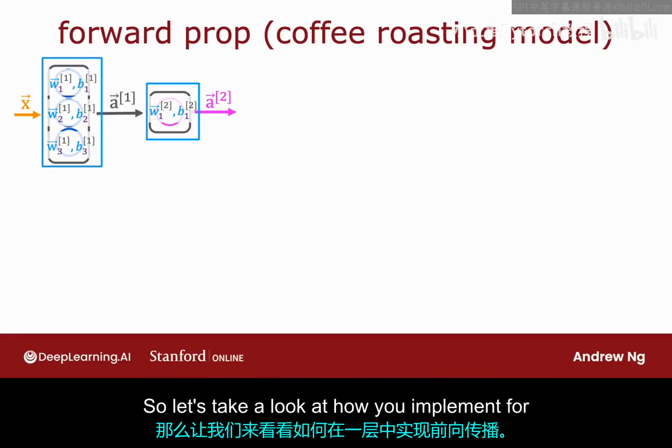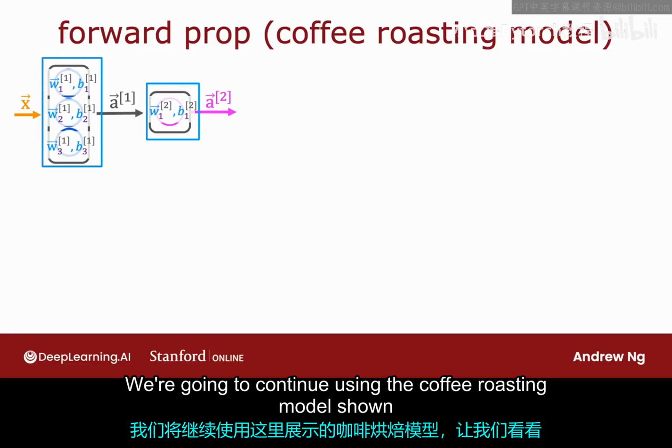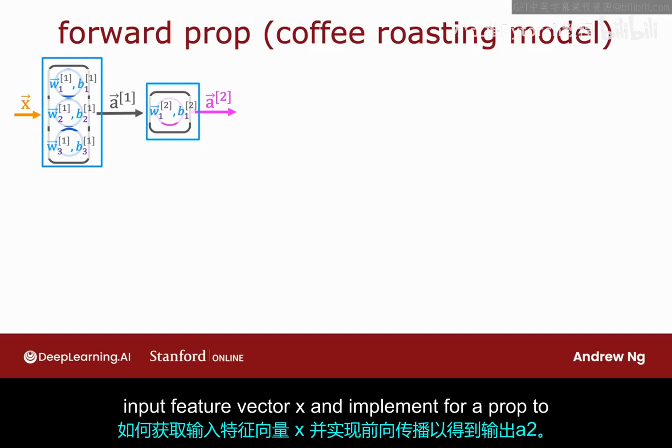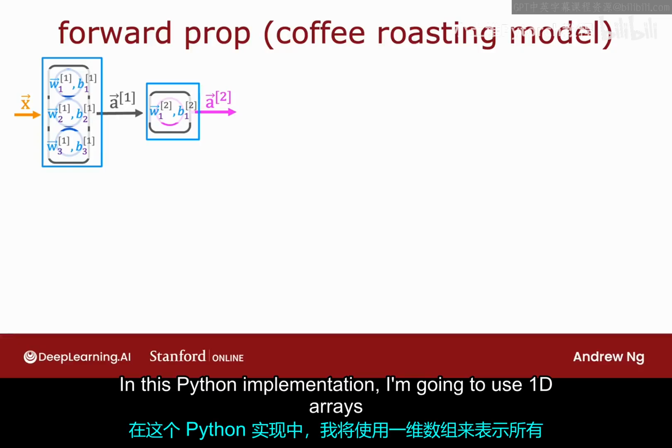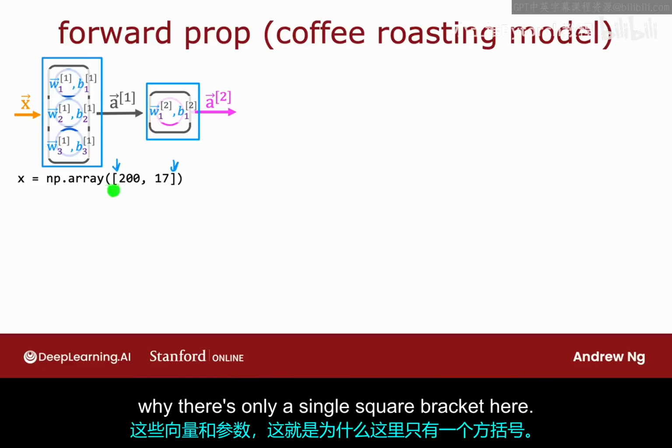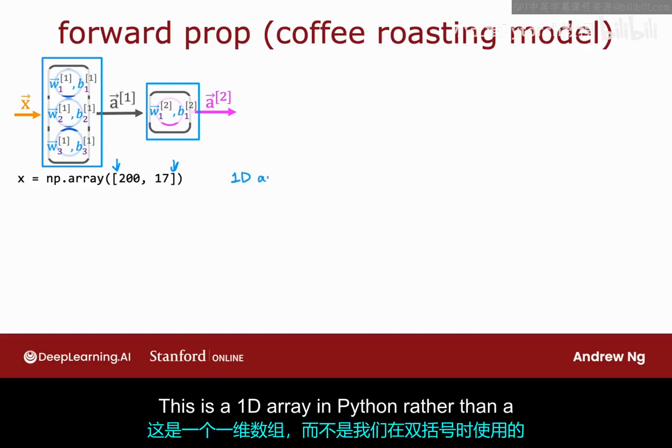So let's take a look at how you implement forward prop in a single layer. We're going to continue using the coffee roasting model shown here. And let's look at how you would take an input feature vector X and implement forward prop to get this output A2. In this Python implementation, I'm going to use 1D arrays to represent all of these vectors and parameters, which is why there's only a single square bracket here. This is a 1D array in Python rather than a 2D matrix, which is what we had when we had double square brackets.